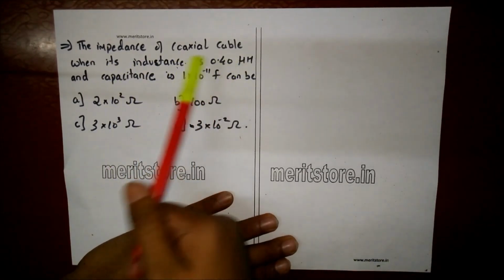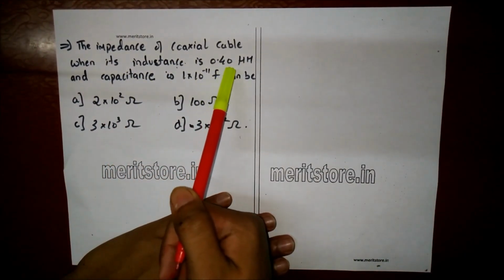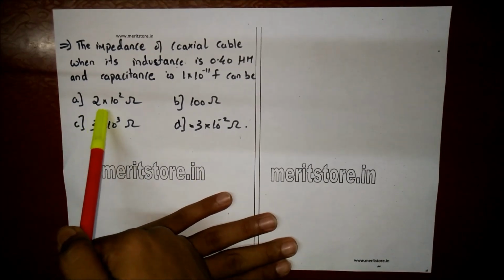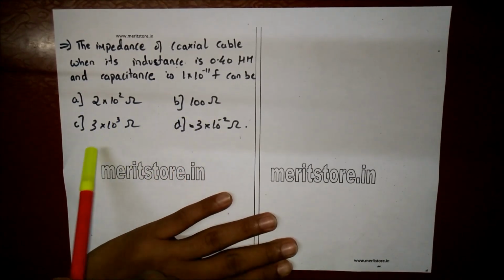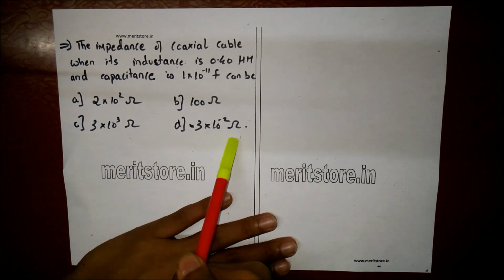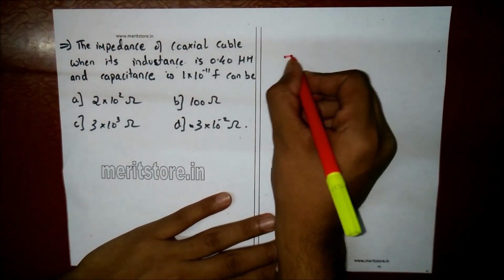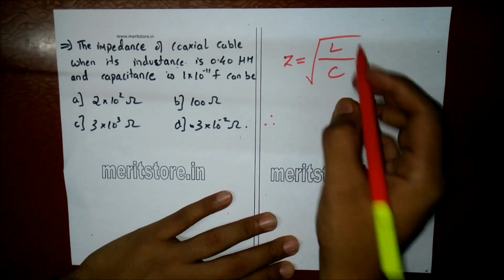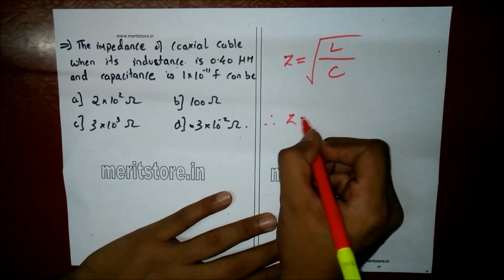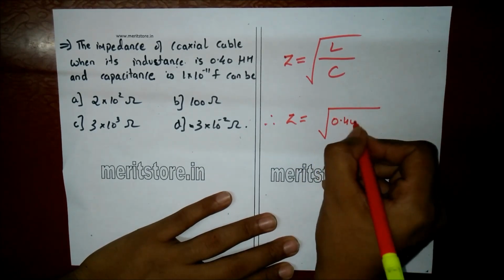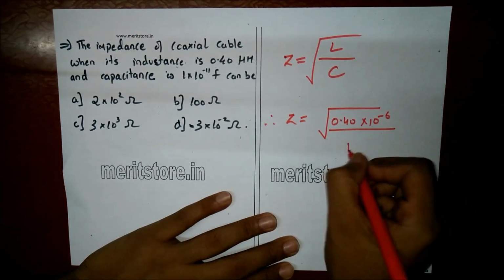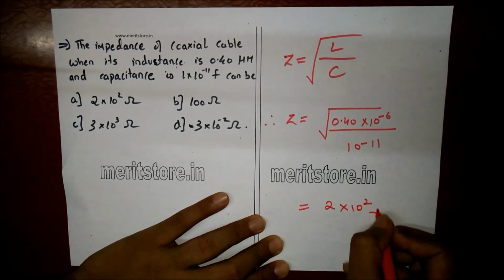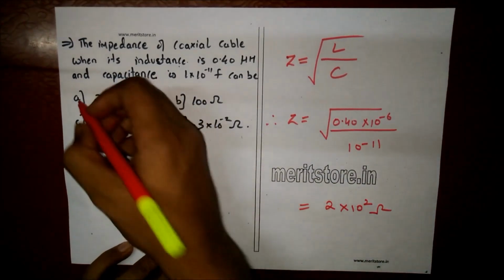The impedance of a coaxial cable when its inductance is 0.40 microH and capacitance is 1 into 10 raised to minus 11 farad can be A. 2 into 10 raised to 2 ohms, B. 100 ohms, C. 3 into 10 raised to 3 ohms, and D. 3 into 10 raised to minus 2 ohms. Now, the impedance is given by the formula Z is equal to root of L upon C. Therefore, substituting the value of L and C from the question, we get Z is equal to root of 0.40 into 10 raised to minus 6 upon 10 raised to minus 11, which is equal to 2 into 10 raised to 2 ohms. Therefore, the correct answer is option A.